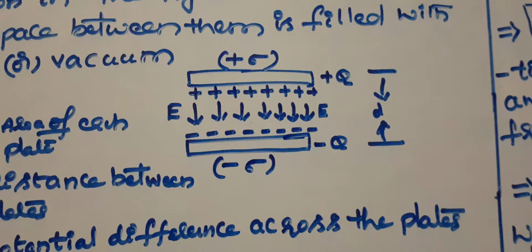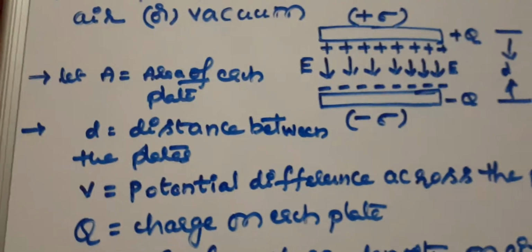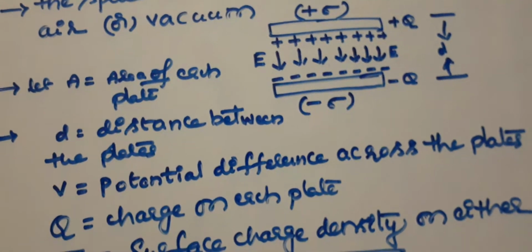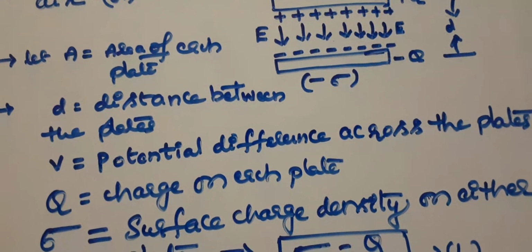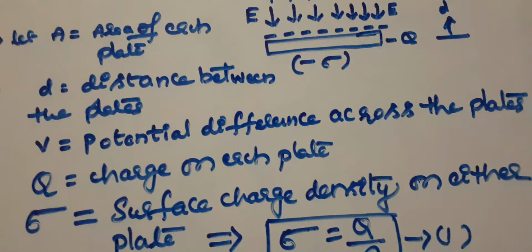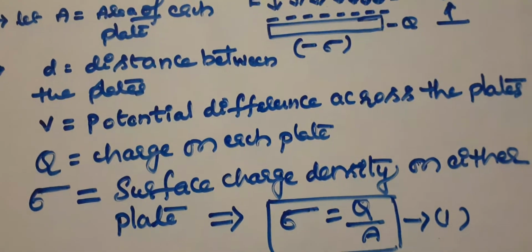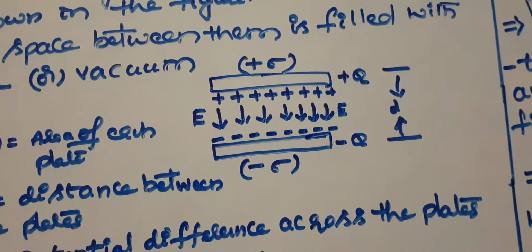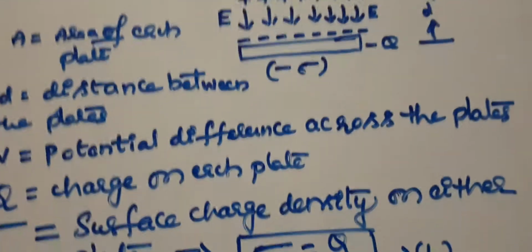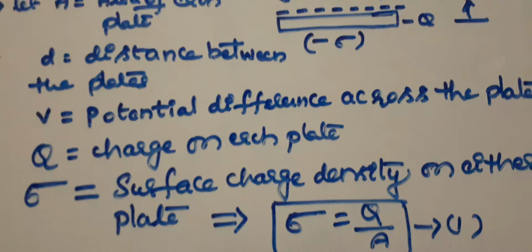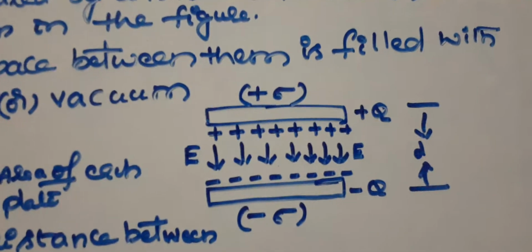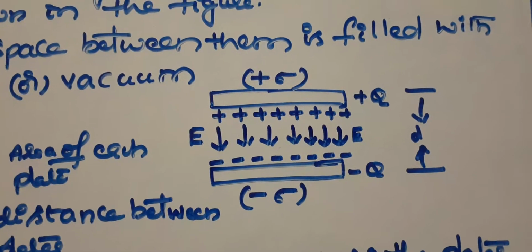Now you can see, capital A is the area of each plate, d is the distance between the plates, V is the potential difference across the plates, and Q is the charge on each plate. You can see plus Q and minus Q; the magnitude of charge on each one is Q. Sigma is the surface charge density on either plate, so you can see plus sigma and minus sigma.